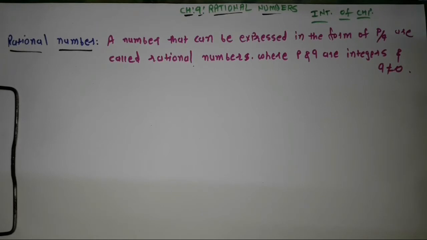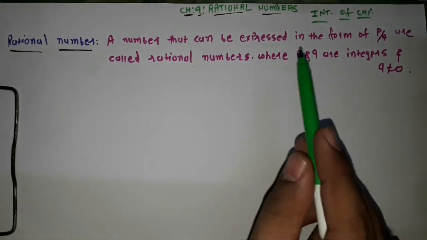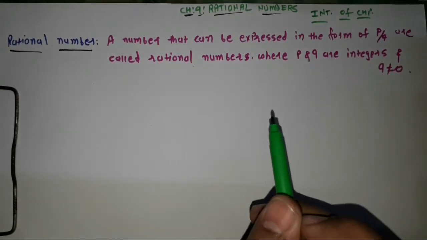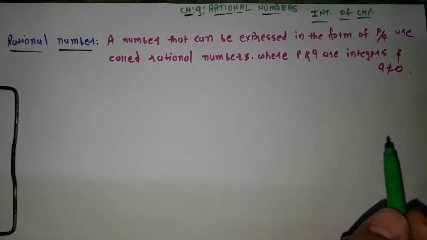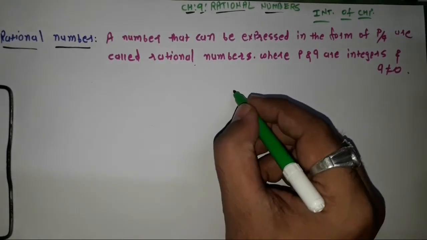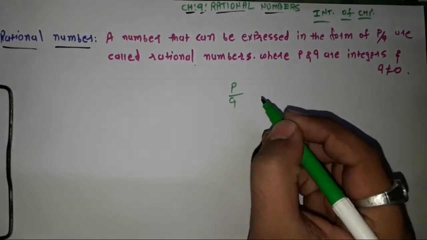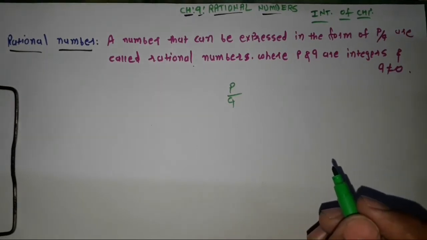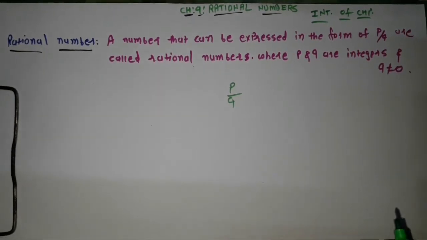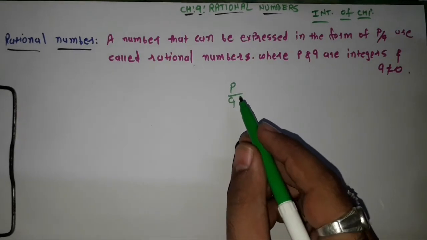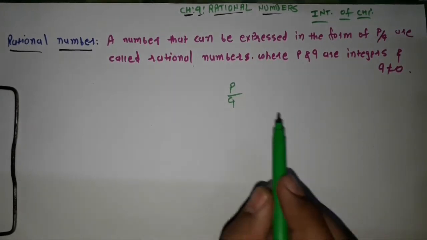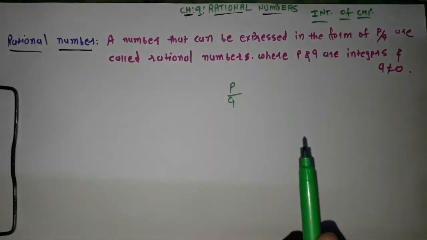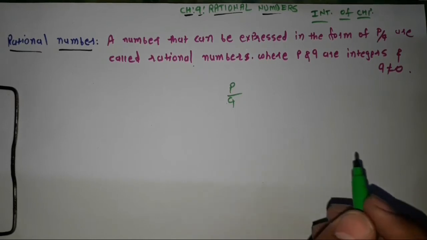Rational numbers are numbers that can be expressed in the form of p upon q, where p and q are integers and q does not equal 0. That means the numbers which can be expressed in the form of p upon q, where p is our numerator and q is our denominator, are called rational numbers. Both p and q are integers, and another condition is that q does not equal 0.